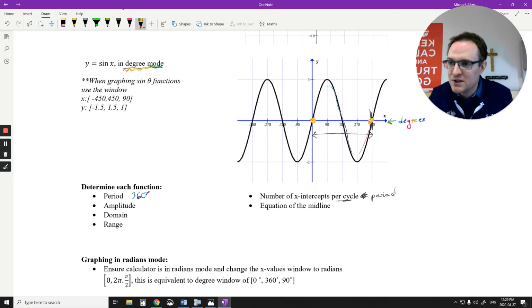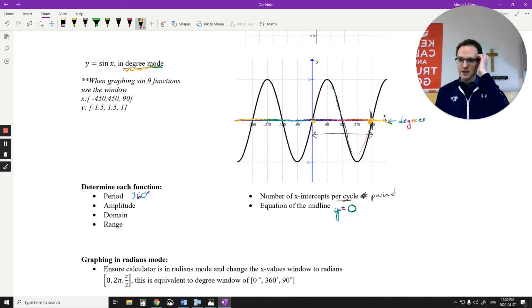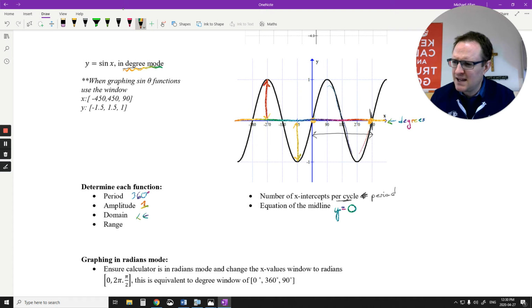Now the amplitude is just going to be measured from a midline. The equation of the midline, might as well just do that right now. You notice the midline right now is right down the middle. That is y is equal to 0. The y value is equal to 0 there. Makes sense. So my amplitude is measured from here to the top of the graph or from here to the bottom of the graph. Both the same. It's 1. My domain is going to be x ∈ ℝ.